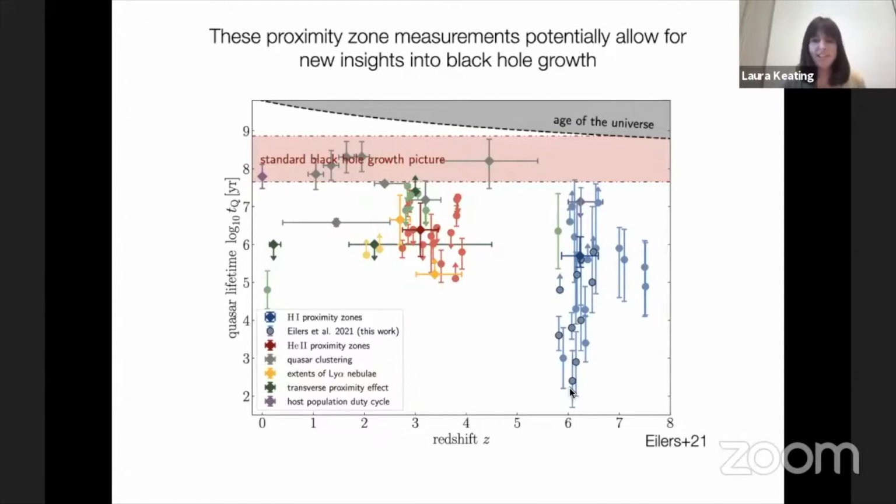And this is maybe challenging for trying to understand how to grow these black holes, because these are really rare objects, like 10^9 solar masses already at redshift 6. So you're going to have to have been accreting for a long time to grow that black hole already. So how to reconcile this with this very short proximity zone size is kind of tough to understand.